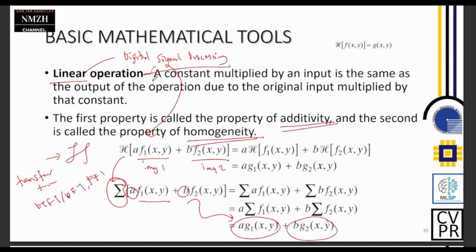For the standard definition, a constant multiplied by an input is the same as the output multiplied by the constant. Even though we multiply in the input, we also gain the same property on the output side, with the same multiplication by A and B. Here F is the input while G is the output image. So that would be the simple way to describe linearity in image processing. So that's the thing.